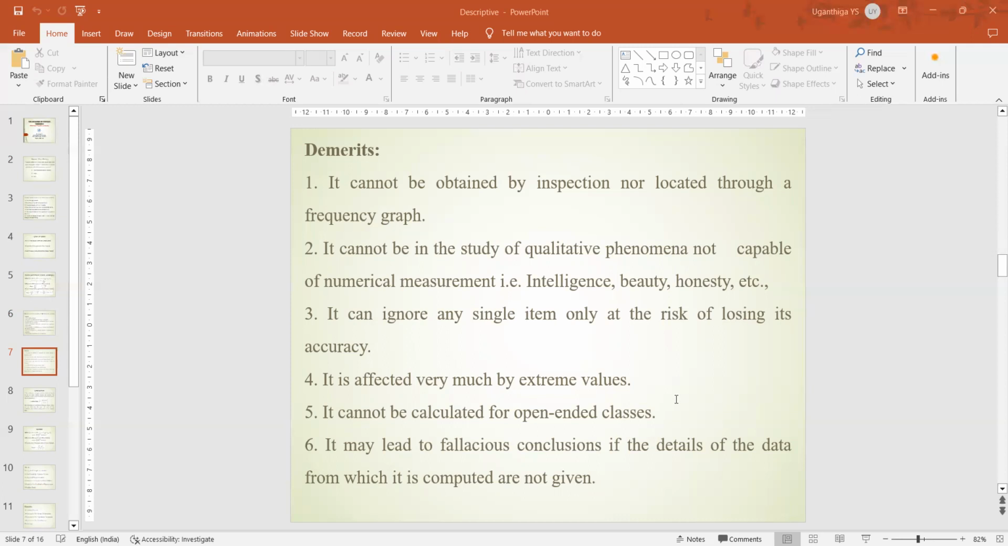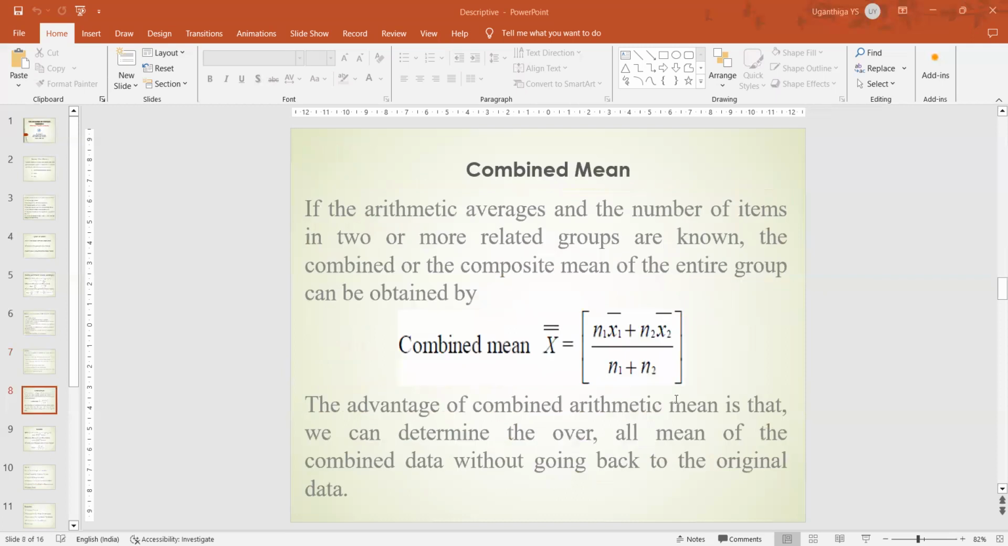It can ignore any single item only at the risk of losing its accuracy. It is affected very much by extreme values. It cannot be calculated for open-end class intervals. It may lead to fallacious conclusions if the details of the data from which it is computed are not given. So these are the demerits we face when we approach the arithmetic mean.